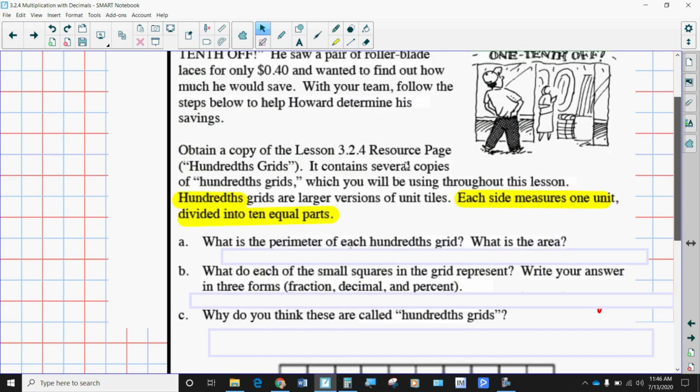Okay, so it contains several copies of hundredth grids, which you will be using throughout this lesson if you choose to. Not every single question requires the use of a hundredth grid, but you could use them if you wanted to. Okay, so hundredth grids are larger versions of unit tiles. Unit meaning one. Okay, so each side measures one unit divided into 10 equal parts.